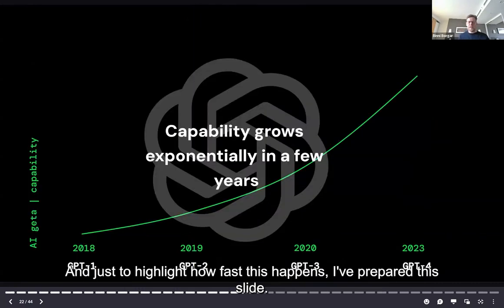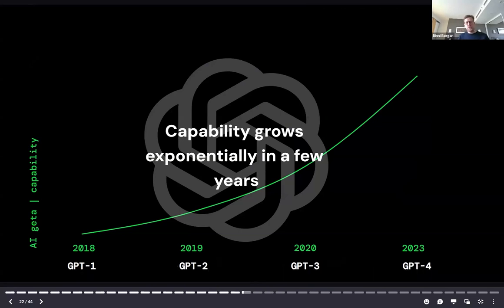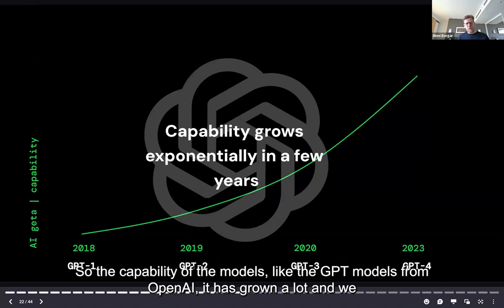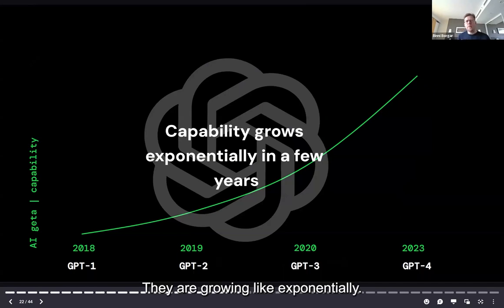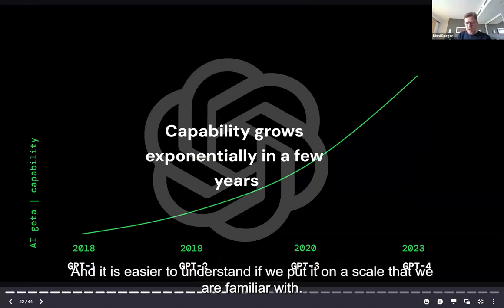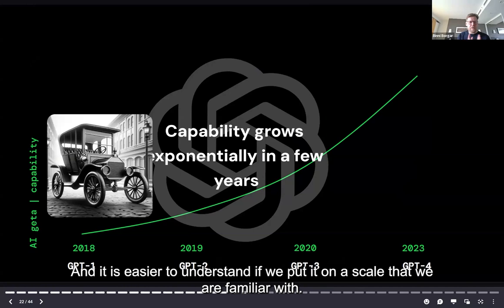And just to highlight how fast this happens, I prepared this slide. The capability of the models, like the GPT models from OpenAI, has grown a lot, and we find it difficult to understand properly how fast they are growing. They are growing exponentially. And it is easier to understand if we put it on a scale that we are familiar with.